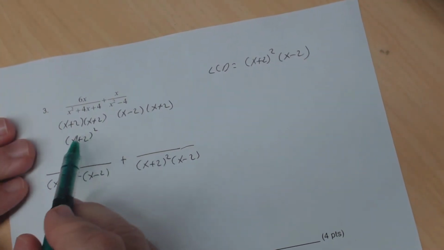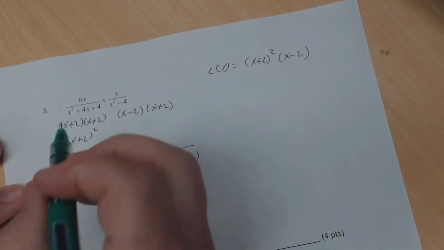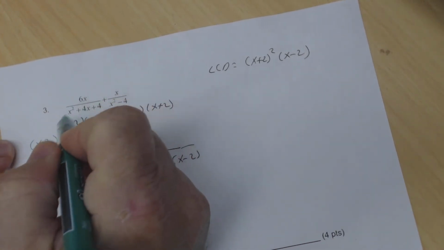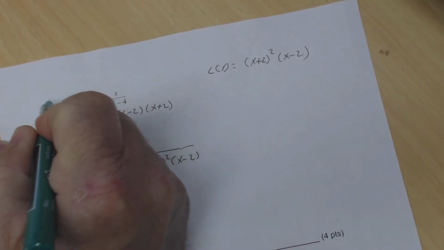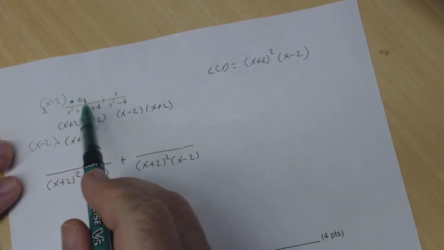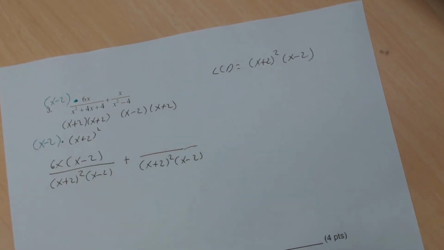Okay, so I have the x plus 2 squared. I'm missing the x minus 2. So I got to multiply this by x minus 2. In parentheses, don't forget to put that in parentheses. And what I do to the denominator, I have to do to the numerator as well. So x minus 2 times 6x, I'm just going to rewrite as 6x times x minus 2.